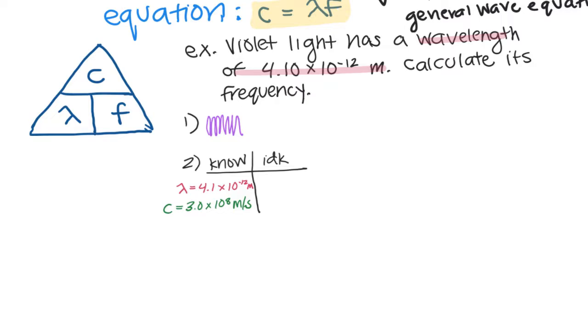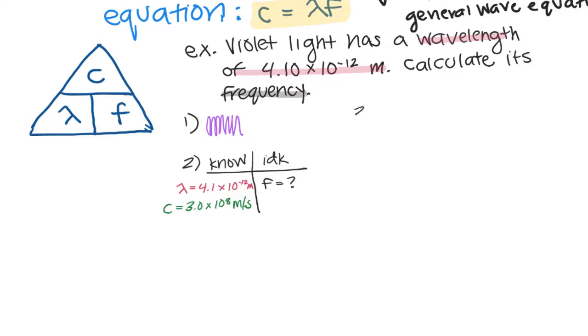So this problem is giving us one number. We always know the other number, which is the speed of light. And it is asking us to calculate the frequency of the wave. So I'm going to write out that F for frequency is a big question mark. We don't know what frequency is equal to.